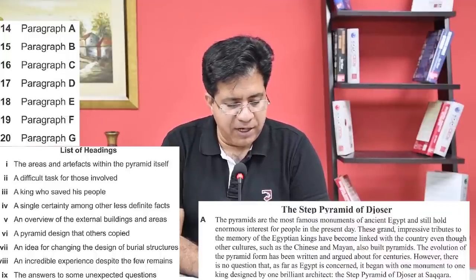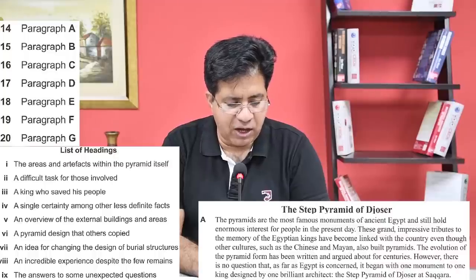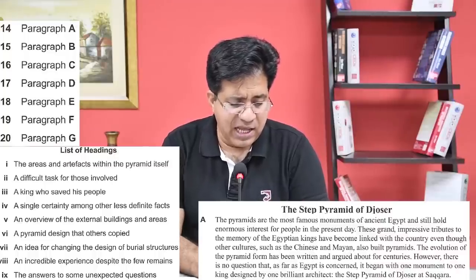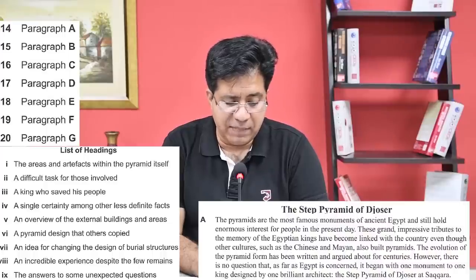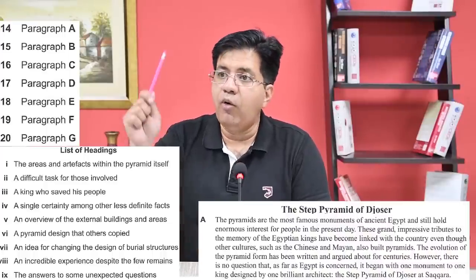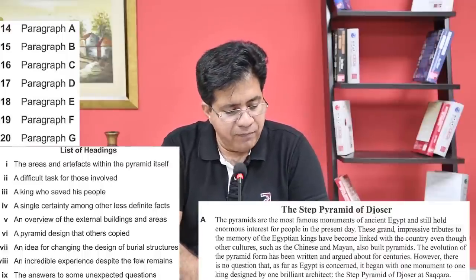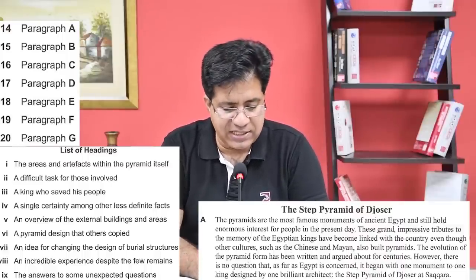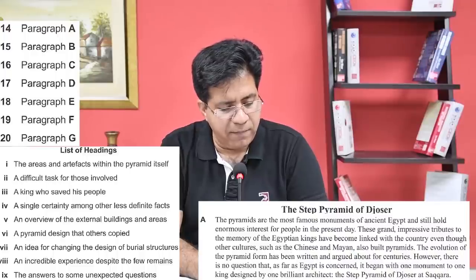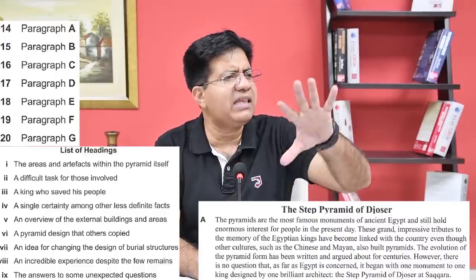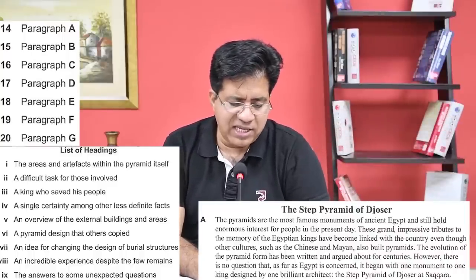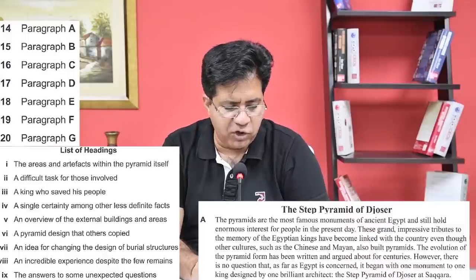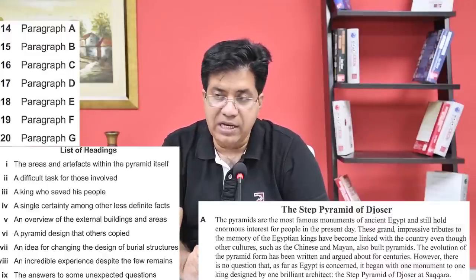The evolution of the pyramid form has been written and argued about for centuries. However, there is no question that as far as Egypt is concerned, it began with one monument to one king designed by one brilliant architect. Now, answer is with this. However, there is no question that before that they said the evolution of the pyramid form has been written and argued. Means there are many theories about it. Then they say, however, there is no question that as far as Egypt is concerned, it began with one monument to one king designed by one brilliant architect.